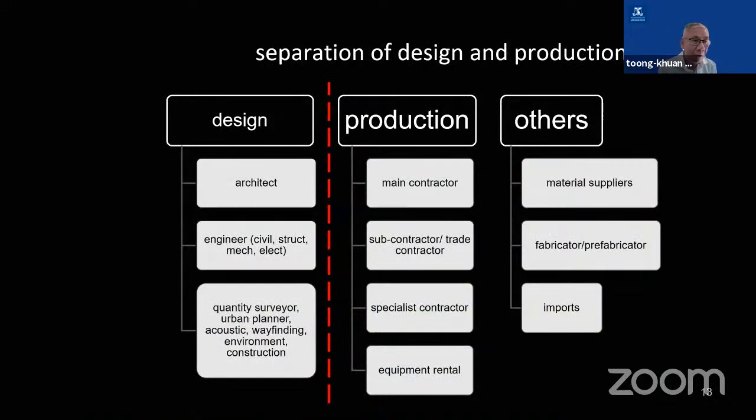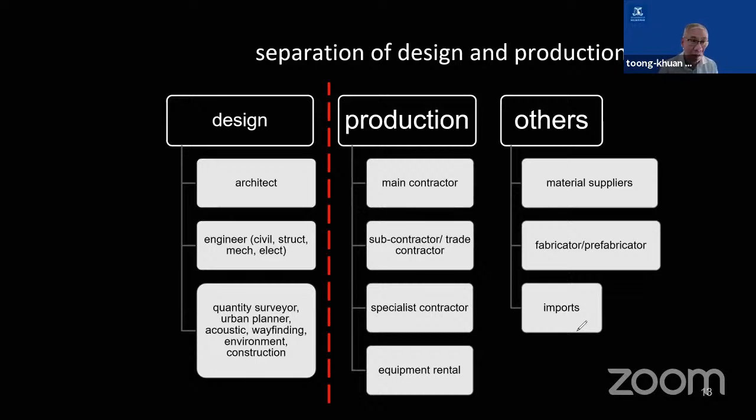Okay, so now let's talk about why we separate design and production in the construction industry. Okay, so if you look at the different participants or different actors in the construction industry, you realize that there is a half that is doing the design work, which are the architects, the civil engineers, mechanical engineers, electrical engineers. We also have quantity surveyors, urban planners, environmental consultants, and all the other consultants working in the design part of the business. You then have the production side, which is the middle section, where you have your main contractor, subcontractor, trade contractors, specialist contractors, and equipment rental.